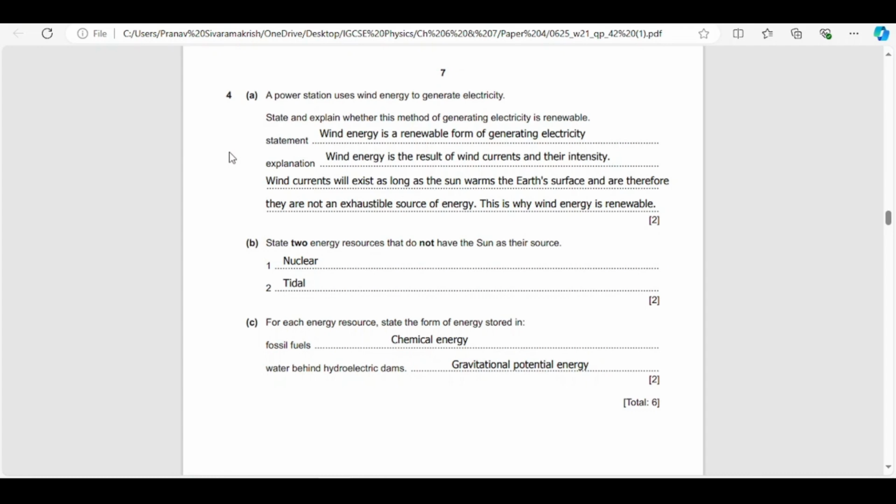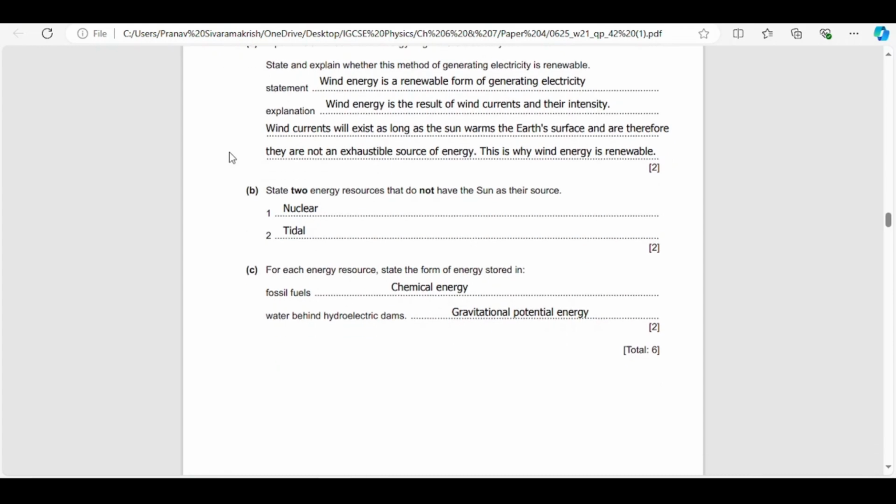Wind is replenished, again, as I said, as long as we have an atmosphere on the planet, as long as the sun shines. Different areas on the surface of the Earth get heated by different amounts because some areas are slightly closer to the sun, and some areas have a slightly thinner atmosphere. So there are these different weather patterns that arise, the different wind currents. And as long as the sun heats different parts of the surface of the Earth differently, and as long as we have an atmosphere, you will have wind currents. So it is a renewable source of energy.